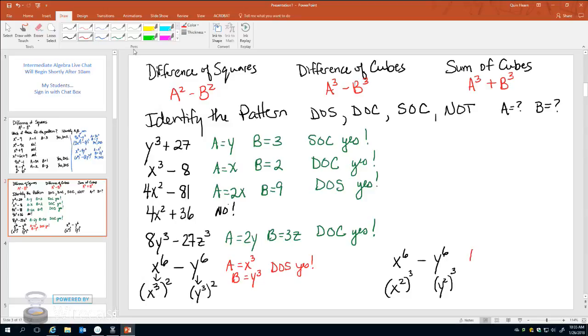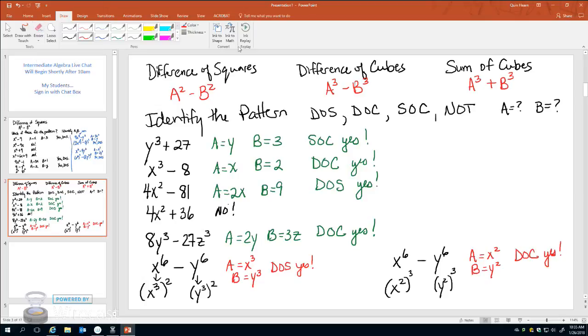So we could think of a as being x squared and b as being y squared, and in that case we would have a difference of cubes. This does not happen very often, that you could think of it as two different patterns, but it can happen. And so all that means is that later on when we're trying to factor some of these, we will have two different ways we could go about it.